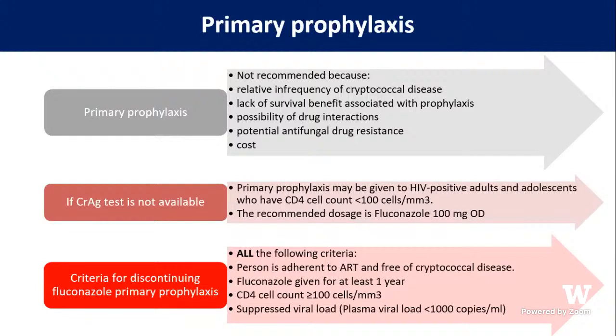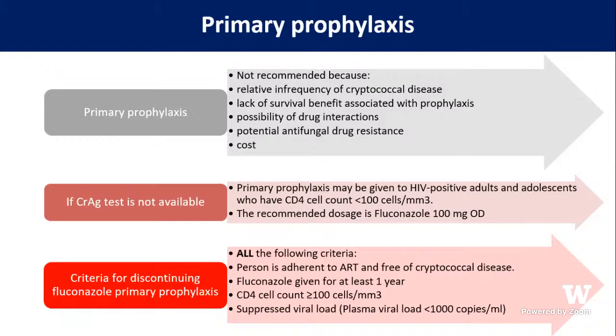So let us look at primary prophylaxis. What is primary prophylaxis? Primary prophylaxis means you are preventing cryptococcal infections without any evidence of cryptococcal infection. However, it is no longer recommended, because now we are screening for CRAG, and fluconazole has a lot of toxicity. However, if the CRAG test is not available, then for those patients in whom the CD4 count is less than 100, you may give fluconazole 100 milligram per day.